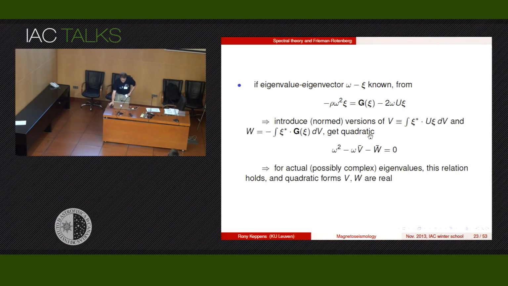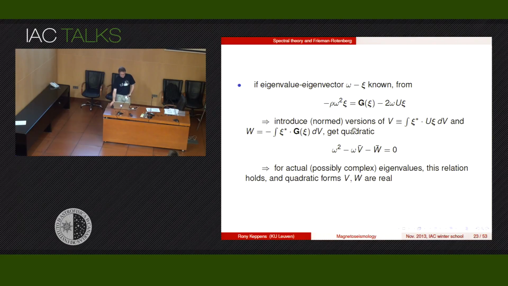So now, if you have an eigenvalue, eigenvector pair known, suppose you know a case, then it has to obey this relation, which is just this Freeman-Rotenberg relation written now with the G and the U operators, okay? You can introduce, again, the complex conjugate of these eigenfunctions. Remember, because we go into Fourier representation with e to the i omega t, we have complex eigenfunctions, but okay. We can take the product of that. We get a quadratic formulation of that just by dotting with the complex conjugate and integrating, which is this thing here.